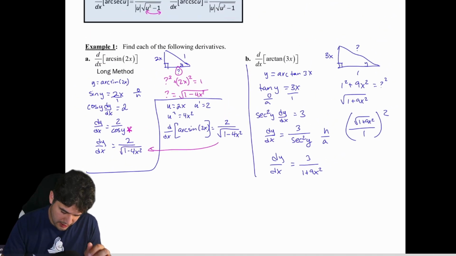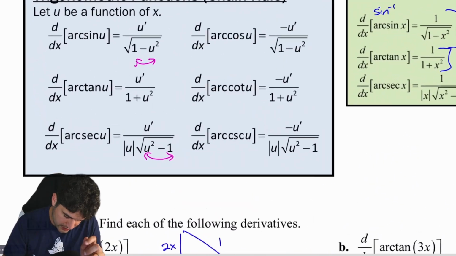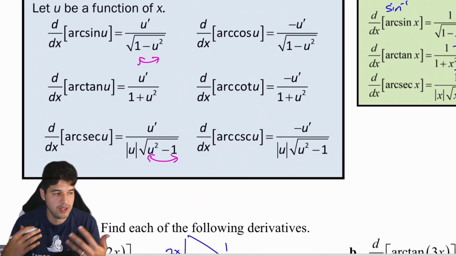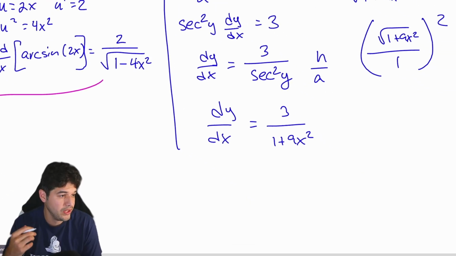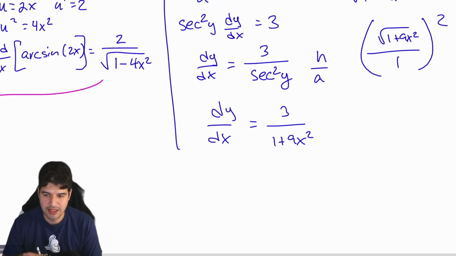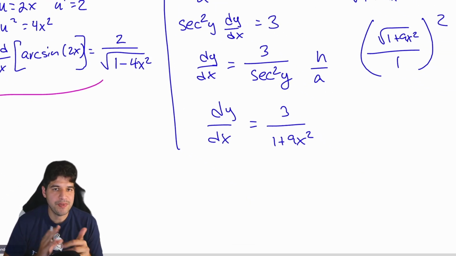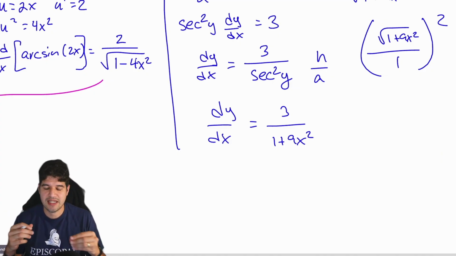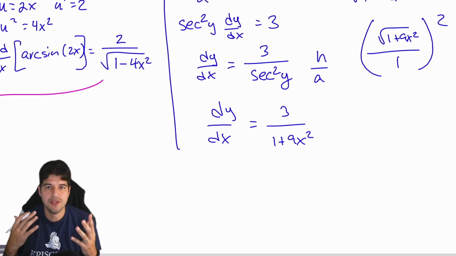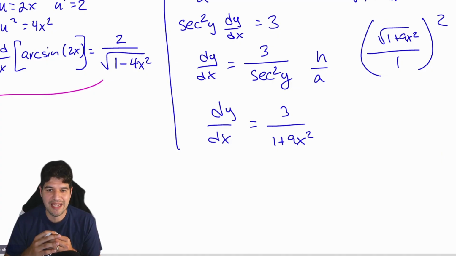And again, if you memorize arc tangent, you'd have u prime over 1 plus u squared, which is exactly the same answer that we got, 3 over 1 plus 9x squared. It's a bit of personal preference, but you can see my thought process. As long as I know how to do implicit derivatives, you can do any single one of these.